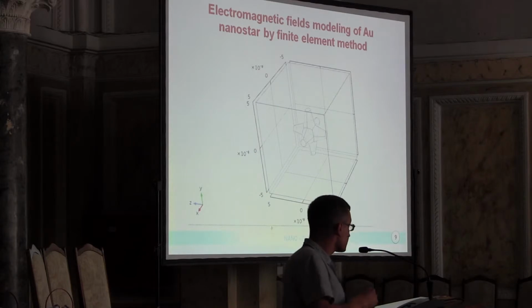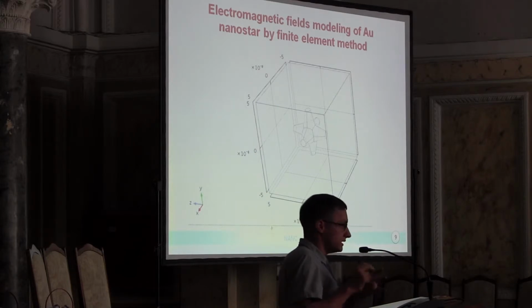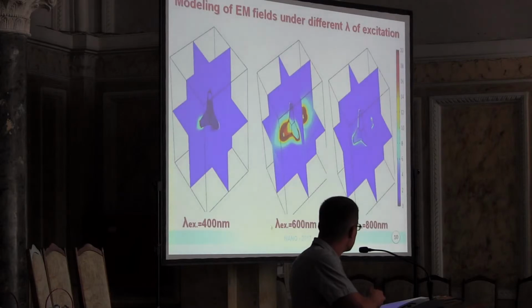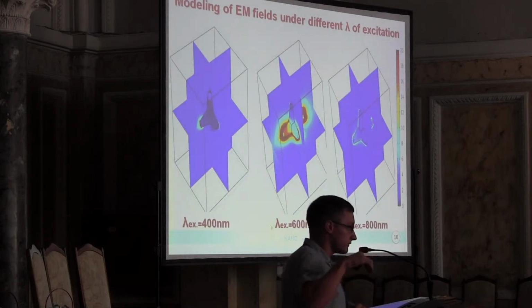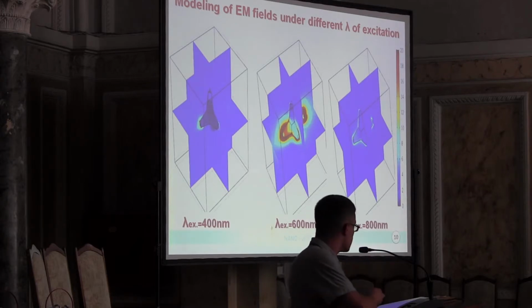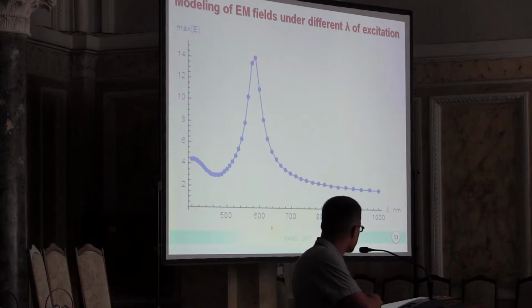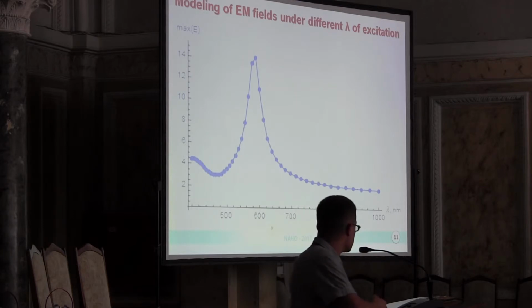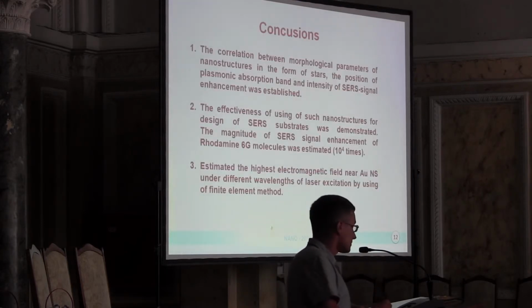Also, we have made a calculation of electromagnetic fields near the nanostructure. We take such morphology and we excite it with different wavelengths of radiation and look at the fields which we obtain near the edge of this structure. And we have obtained such a distribution with the maximum at 600 nanometers. So if we use such a wavelength, we will obtain the highest electromagnetic field near the edges. So we could make such conclusions.